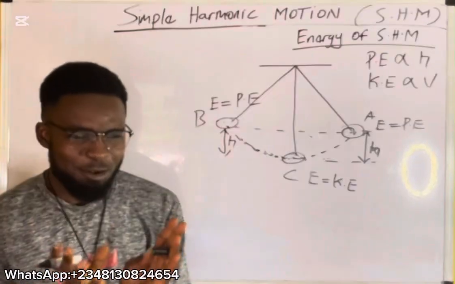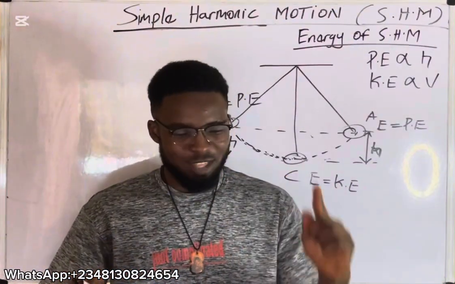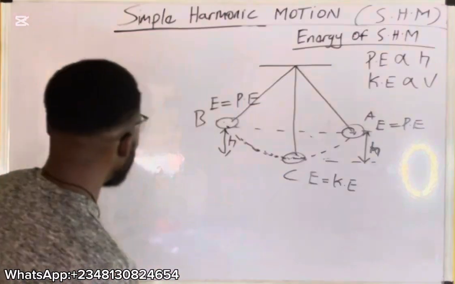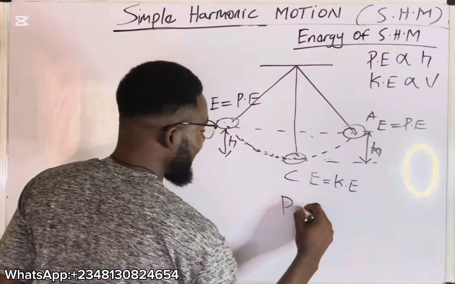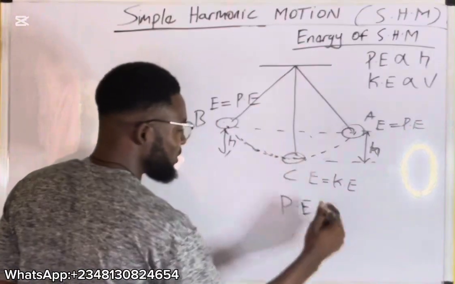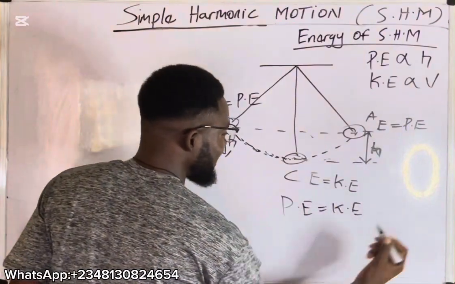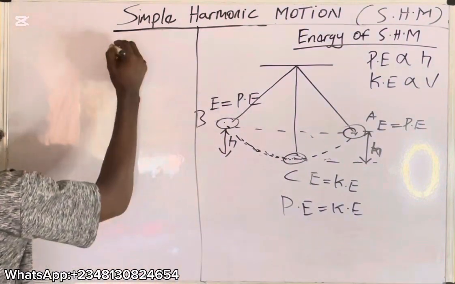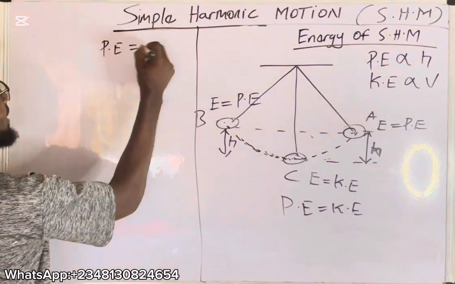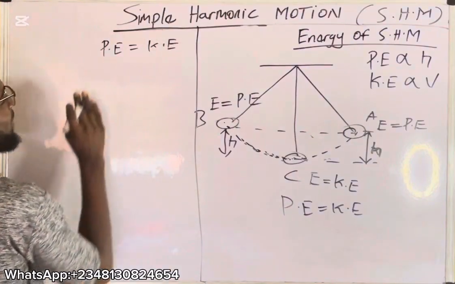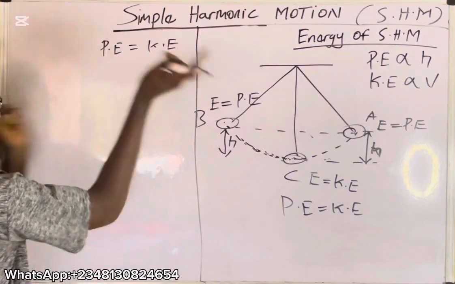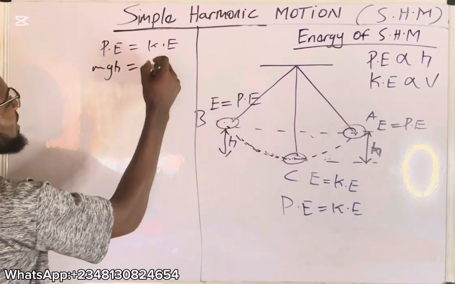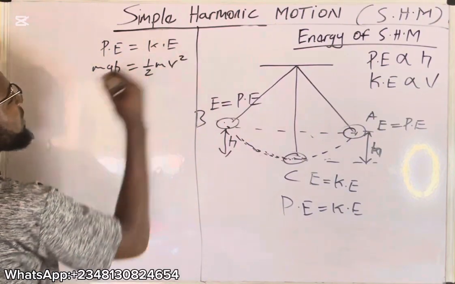You know that mechanical energy is divided into two parts, the potential and kinetic energy. This is energy conservation, whereby we say that the potential energy right here is converted to kinetic energy right here. So what is the potential energy? That is mgh. What is the kinetic energy? 1/2 mv squared.